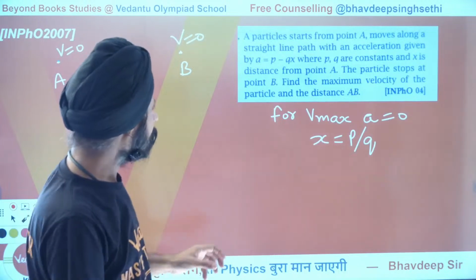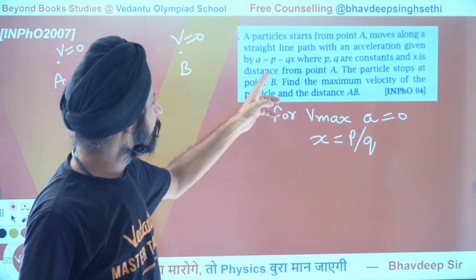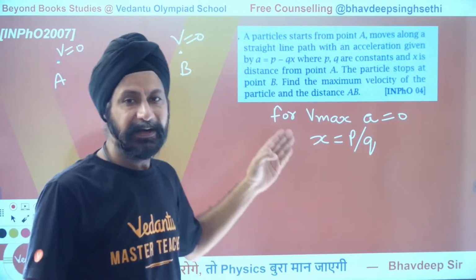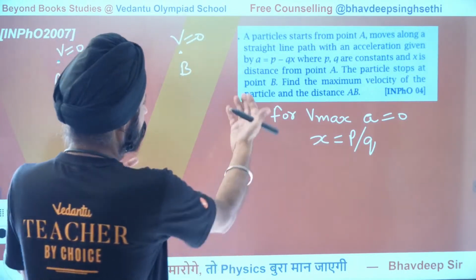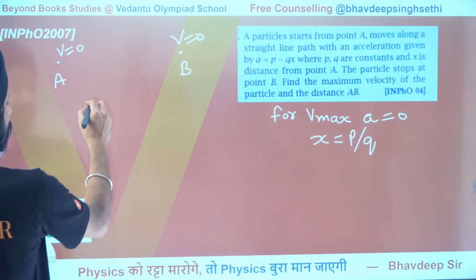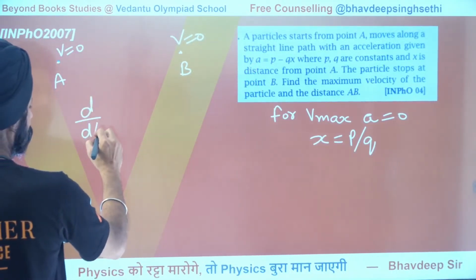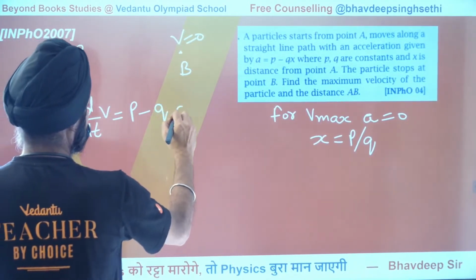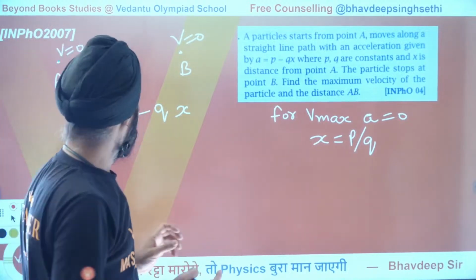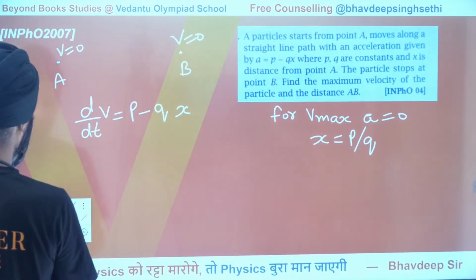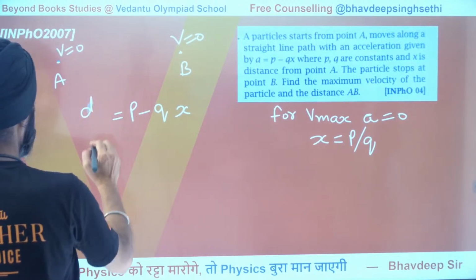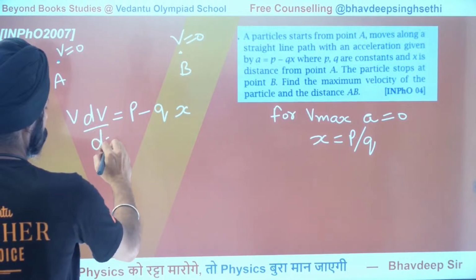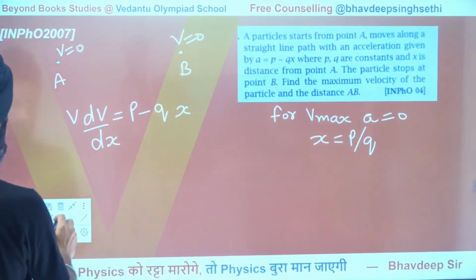Okay. Now, how much is the distance? So a is equal to p minus qx. So I can write it as dv by dt is equal to p minus qx. But then I have too many variables and I don't like it. So I want to get rid of this t. Again, I can use the chain rule here. I can say that is the same as writing v dv by dx is this much. And then you take the dx on the other side.